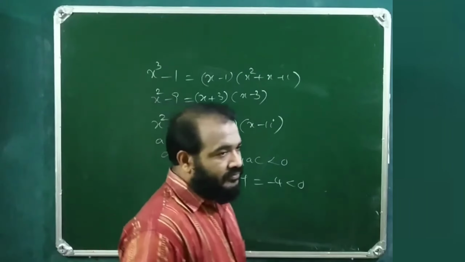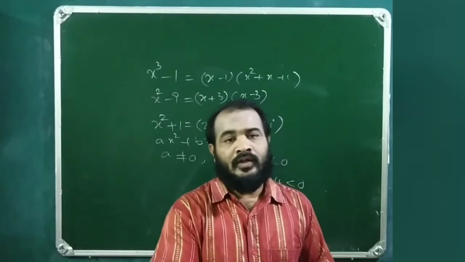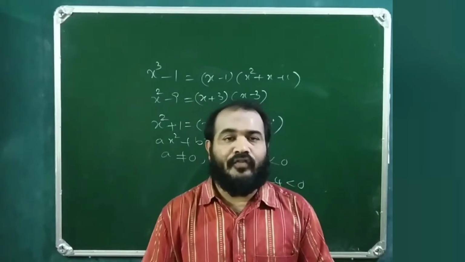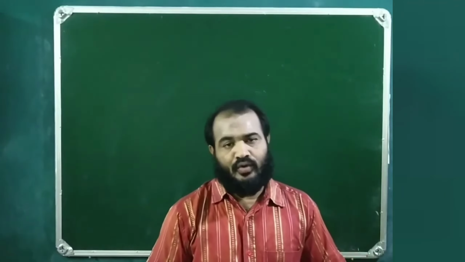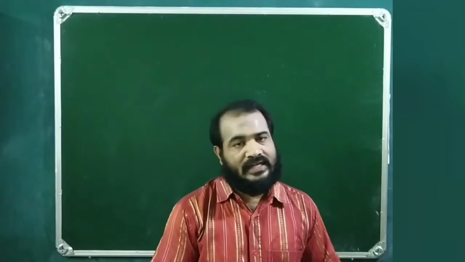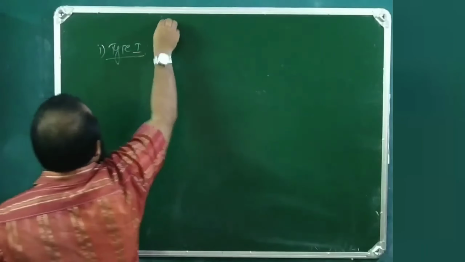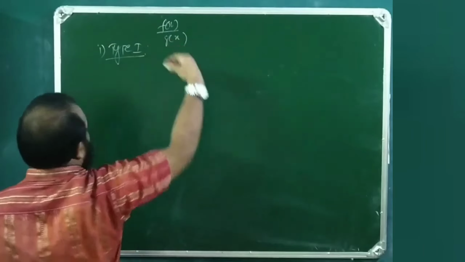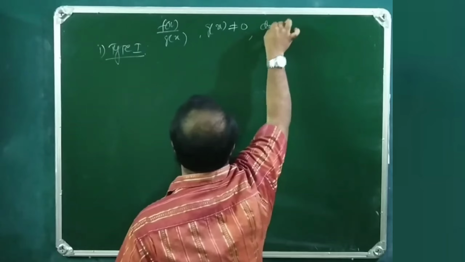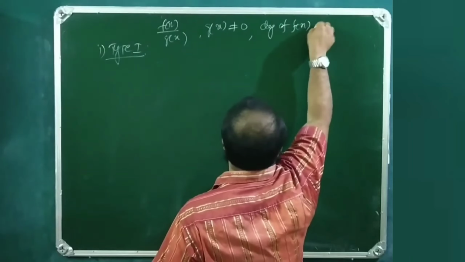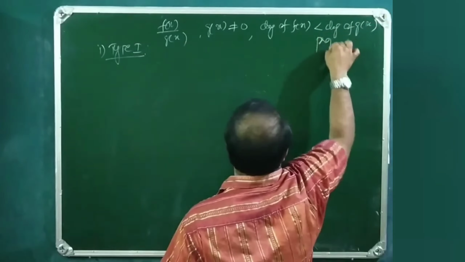Expressing a proper fraction as the sum of proper fractions is said to be resolving into partial fractions. We have 4 types to resolve the given proper fraction into partial fractions. Type 1 says, first of all, f of x by g of x is a fraction in which g of x is not equal to 0 and the degree of f of x is less than the degree of g of x. That means it is a proper fraction.